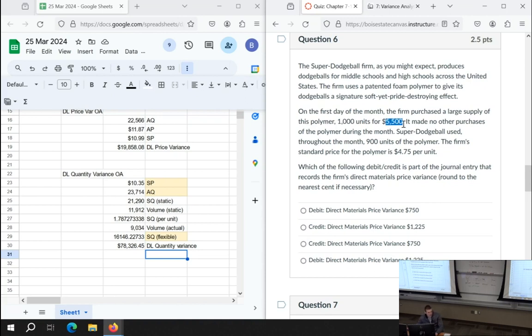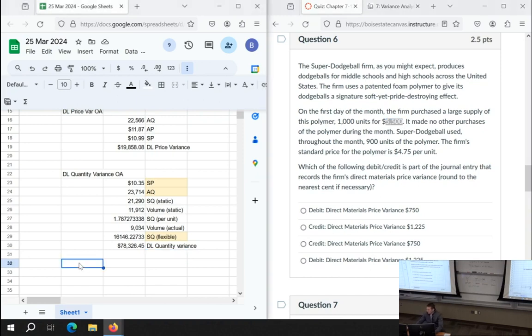So, did it actually purchase that? Yeah. So that sounds like an actual quantity to me. And 5,500 is the actual amount, this box, which is AQP times AP. So AQP of 1,000 and AQP times AP equals 5,500. We can figure out what AP is. It has to be 5,500 divided by the 1,000. The actual price we paid is 5.5 per unit of polymer for 1,000 units, giving us 5,500 total for buying that. Okay, great.